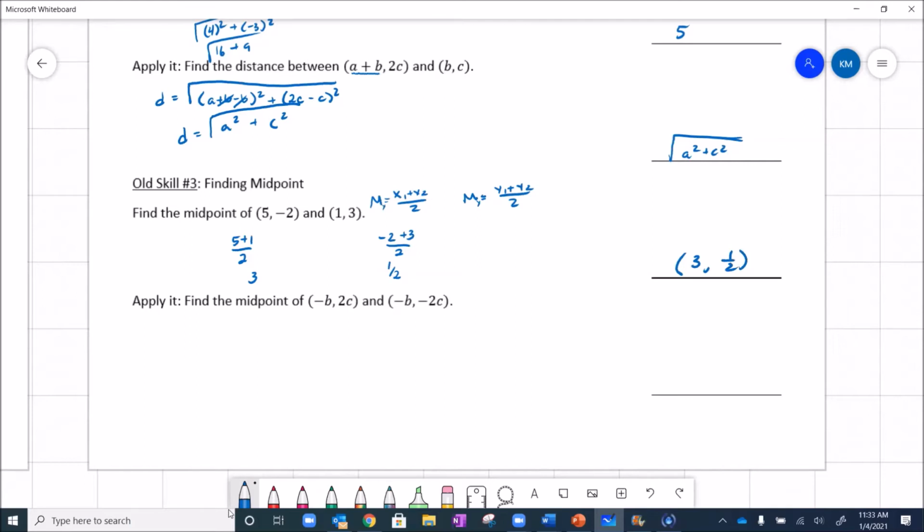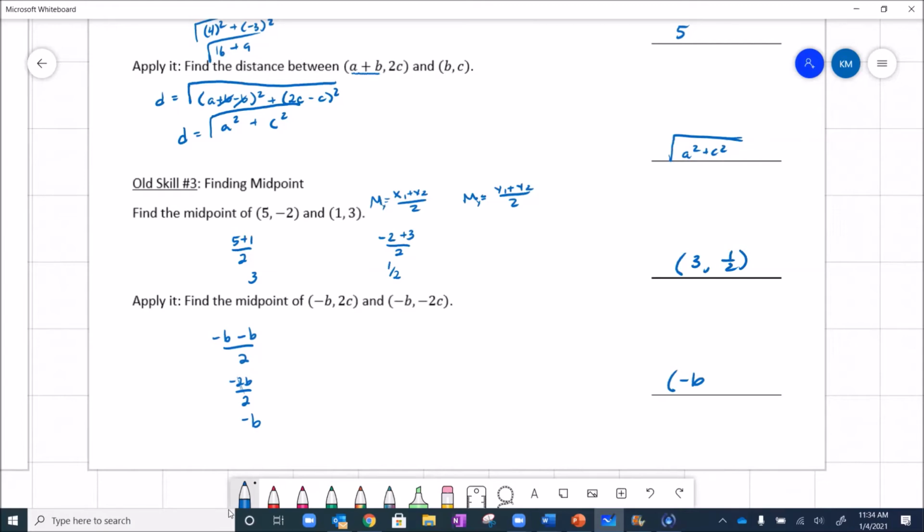We can do the same thing if we're given variables. Our x's are -b and -b. So if I have -b minus b over 2, that gives me -2b over 2, which I can divide, and that just gives me -b. So my x coordinate is -b.